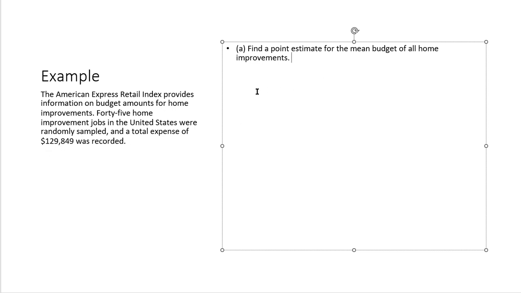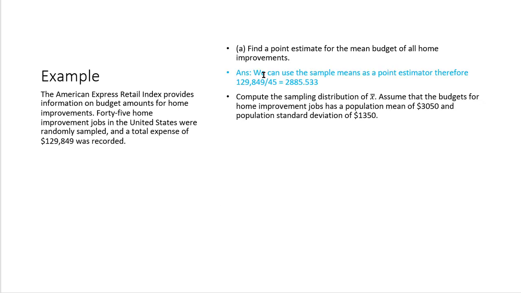So 129,849 divided by 45. That should give us our sample mean, which is a point estimate for the true mean. And that's about it. So we can use the sample mean as a point estimator. Therefore, we get our sample mean, which is the point estimator for the population mean.